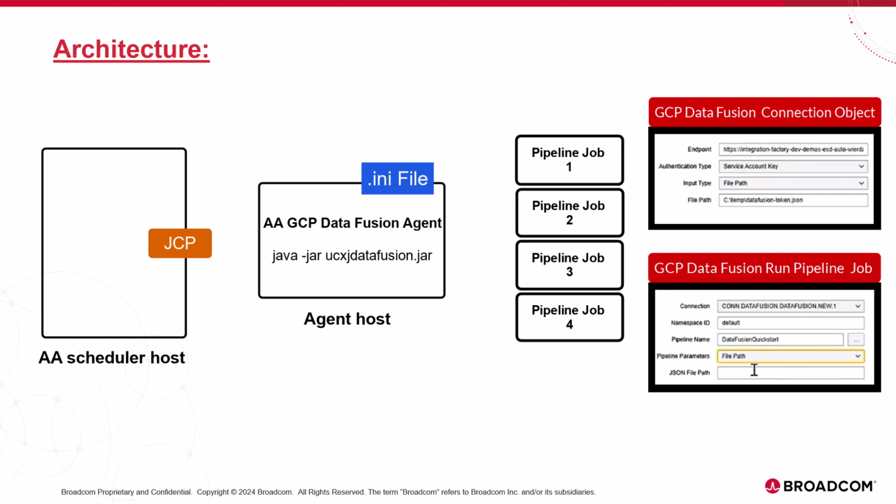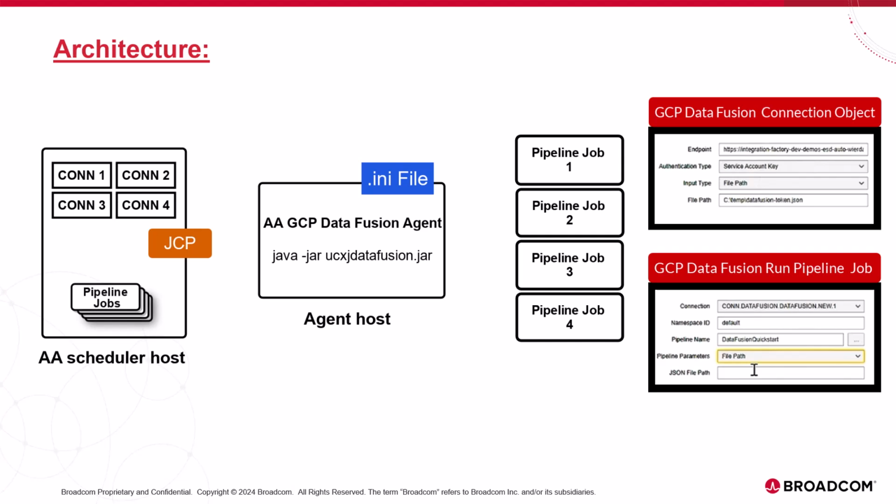Let's assume we're automating for 4 instances of GCP Data Fusion. We create a connection object in Automic Automation for each instance by duplicating the connection template for each of these instances. Lastly, we create the run pipeline jobs in Automic Automation for each corresponding process in GCP Data Fusion. The Automic Automation jobs include the connection object based on the target system.